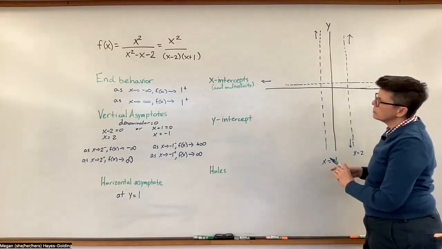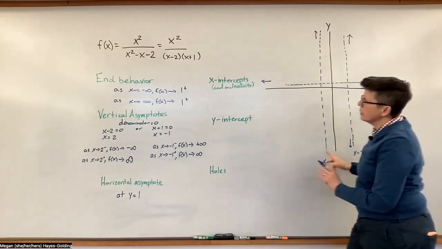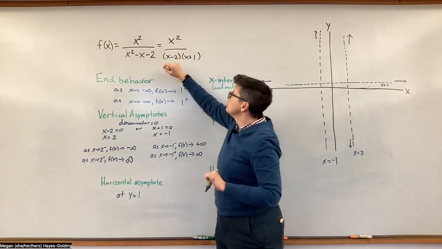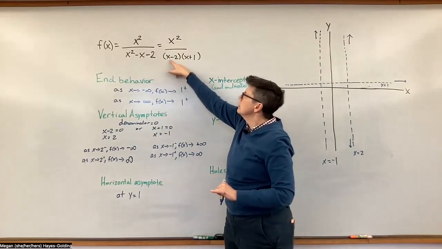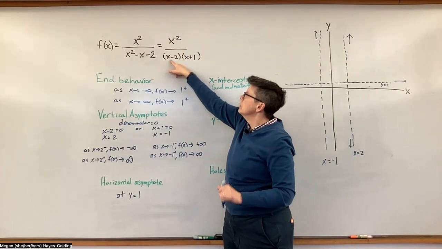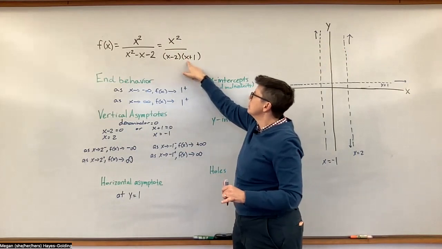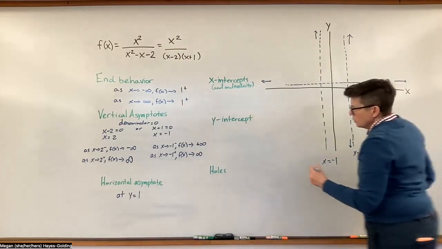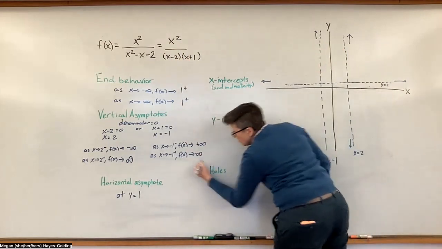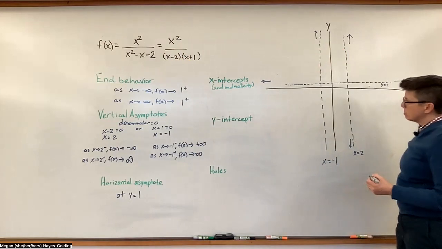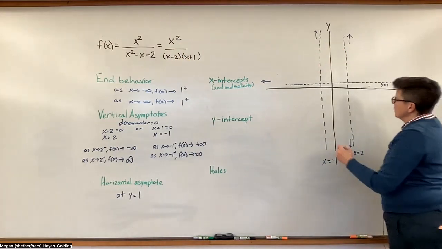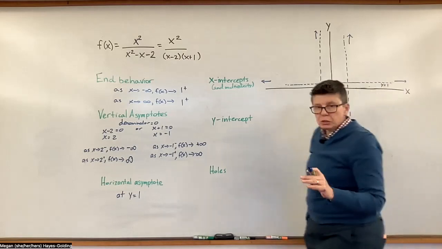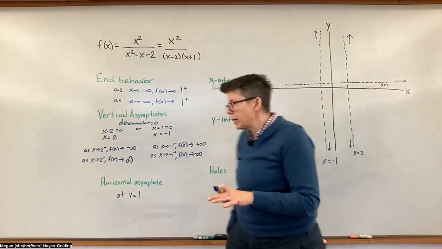Wait, I wrote that wrong. -0.99. Let's double check my math on that. -0.99. Positive. Negative. That one's still negative. That was the one. We're going to be headed towards negative infinity, down here. Okay. We've got our vertical asymptotes and the behavior around them.